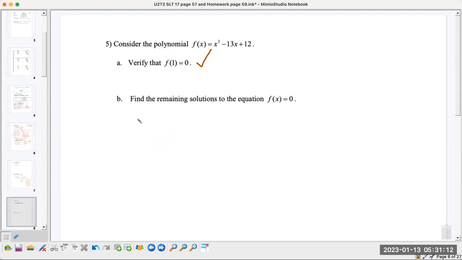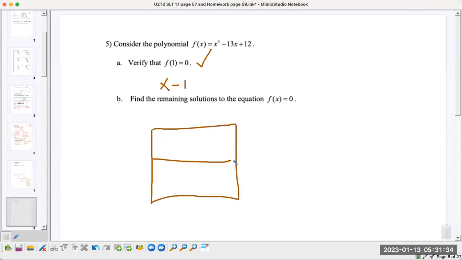And you should get a factor. So this is f of 1 does go to 0. So that means that x minus 1 is a factor. So x minus 1, I'm going to make that a little bit nicer. So I'm going to go ahead and use the box method for this one. x cubed minus 13x plus 12.